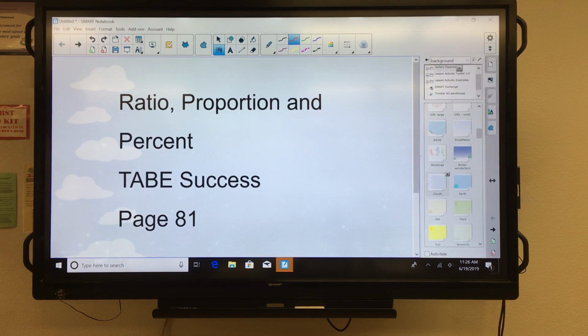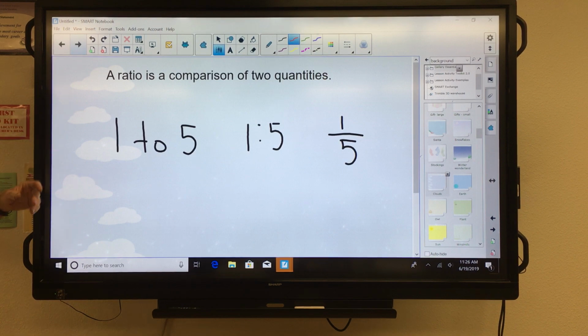Okay, so we're on ratio, proportion, and percents. We're starting a new chapter, and we're in your TABE Success book, page 81. So let's talk some vocabulary first.